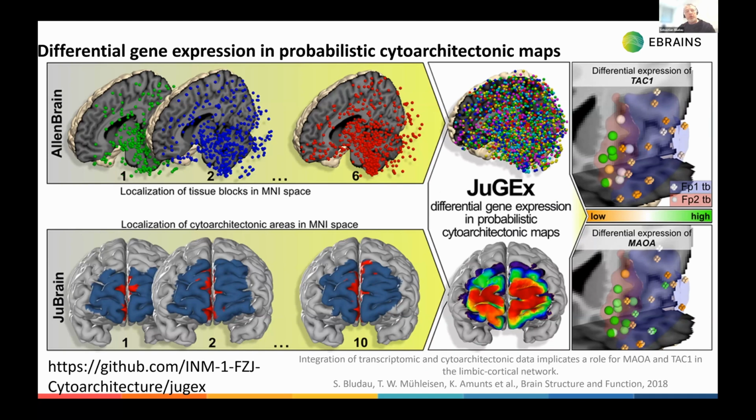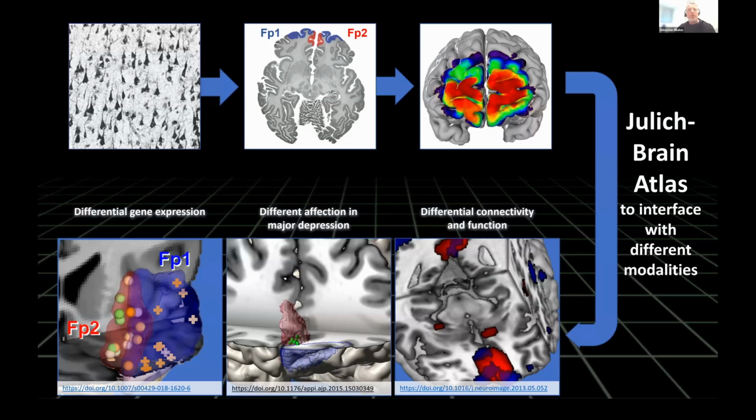The upper row shows tissue samples which were extracted by the Allen Brain Institute, and they also provided the MNI coordinates for those tissue samples. And since we are working with the same reference space, we can use our probabilistic maps to extract specific tissue samples from all Allen Brain donors and to analyze them with different statistical tests to look for differences of the gene expressions of genes of interest. So here it's a complete loop as an example.